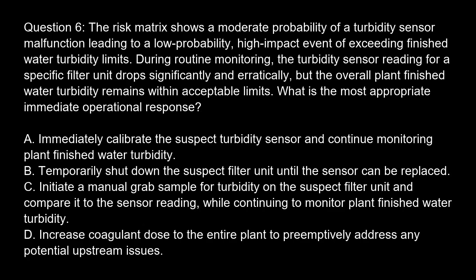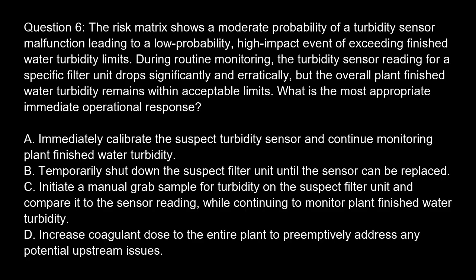Question 6. The risk matrix shows a moderate probability of a turbidity sensor malfunction, leading to a low probability, high-impact event of exceeding finished water turbidity limits. During routine monitoring, the turbidity sensor reading for a specific filter unit drops significantly and erratically, but the overall plant finished water turbidity remains within acceptable limits. What is the most appropriate immediate operational response?